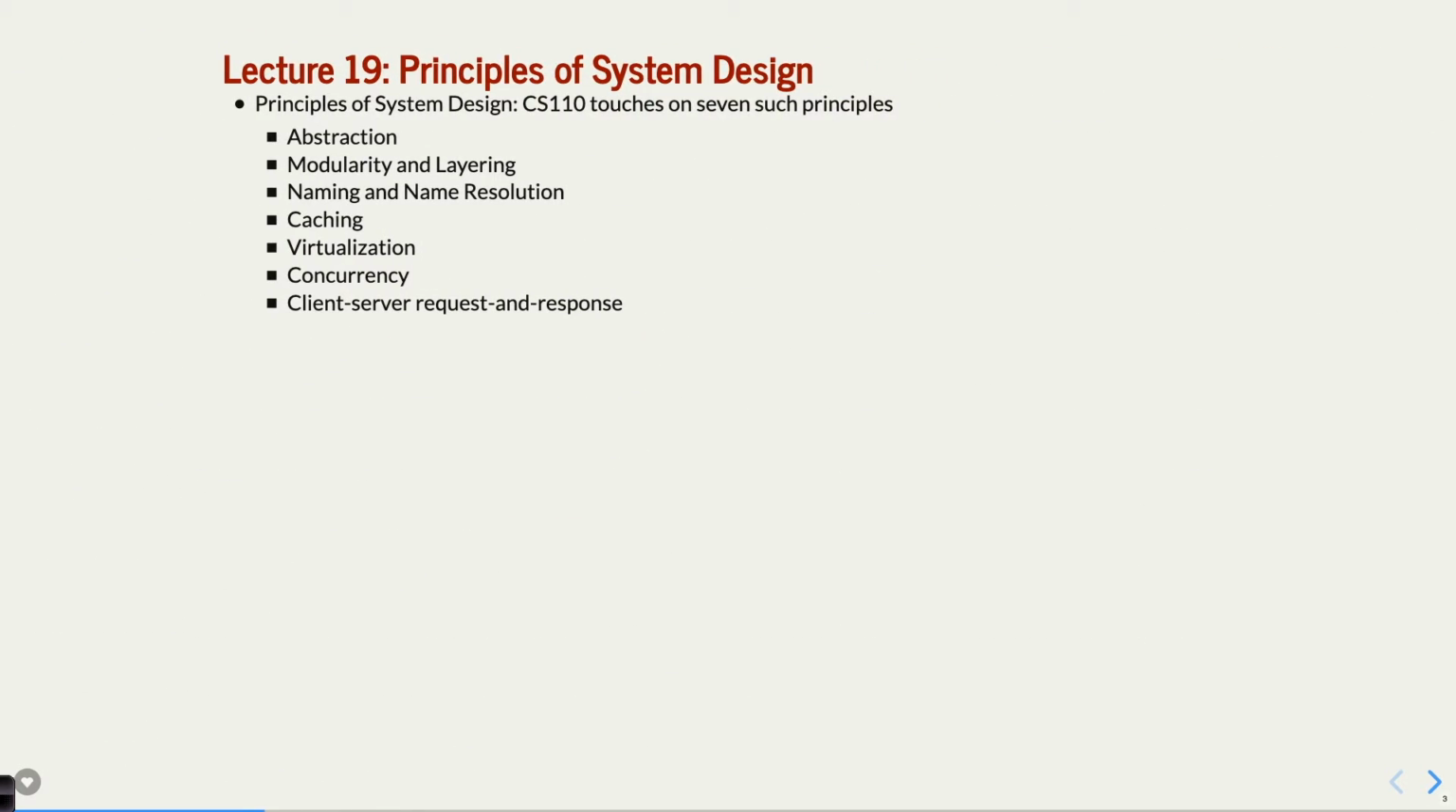Okay, so here are the principles we want to talk about today. So we want to talk about abstraction. Now, abstraction is what you've been doing. You've seen abstraction at many, many different layers, and we'll get to the details of what abstraction is all about. We need to talk about how that relates to CS110. Modularity and layering is another one that we're going to look at. Naming, remember all those things we did with file systems and name resolution? That's kind of a big principle that you have to deal with.